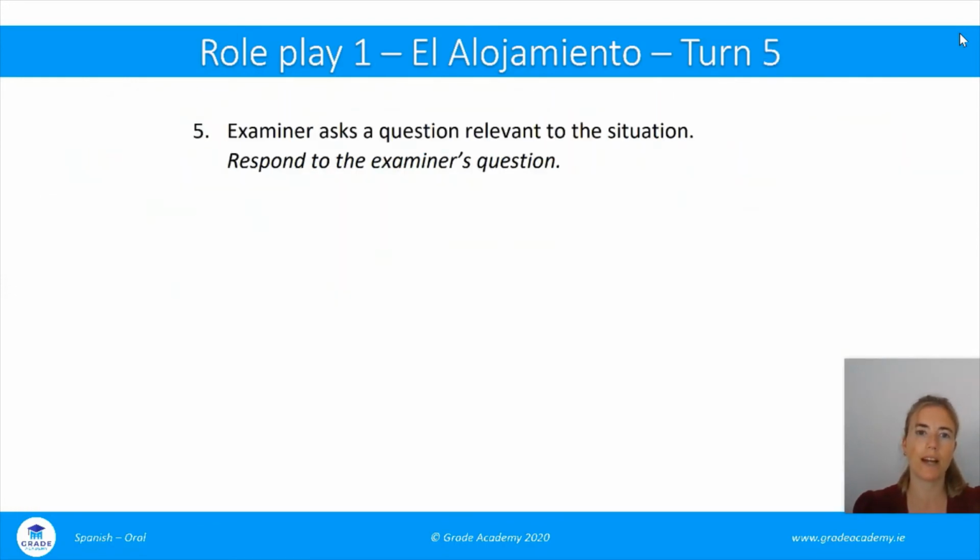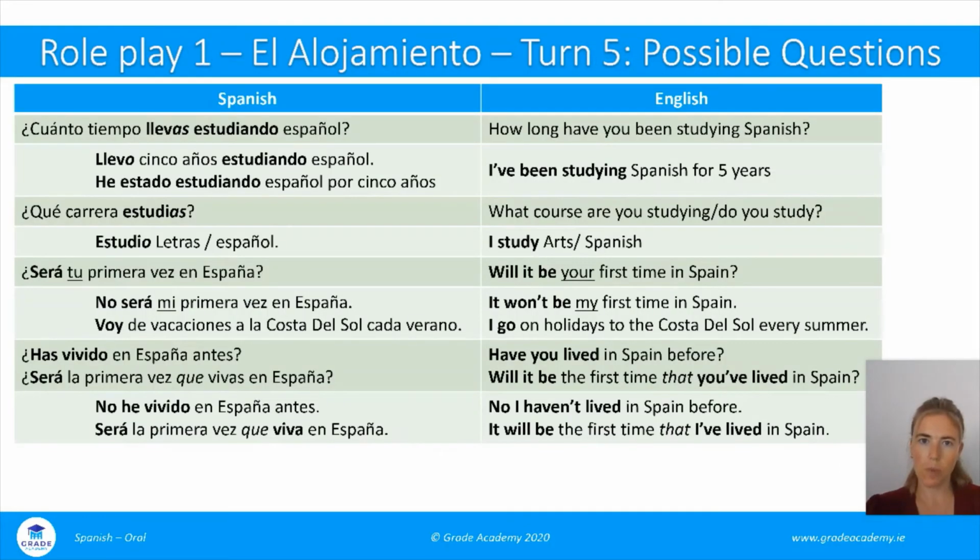Then the examiner will ask you a question relevant to the situation, and you won't know what it is in advance. You need to listen very, very carefully, especially to the verb that he or she uses. So I'm going to show you some possible questions. These are just possible questions the examiner might ask. They may not ask any of these, but just listen for the verb and listen for the question word, so you know then how you need to answer the question.